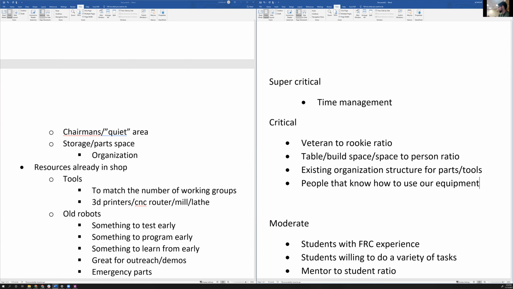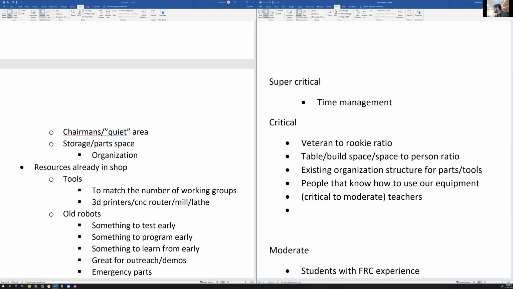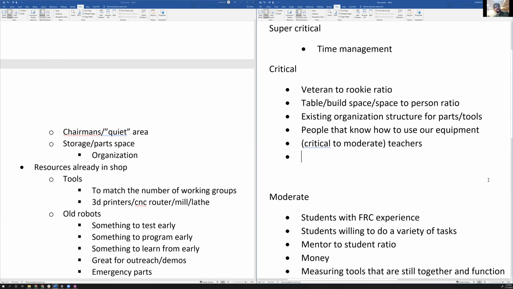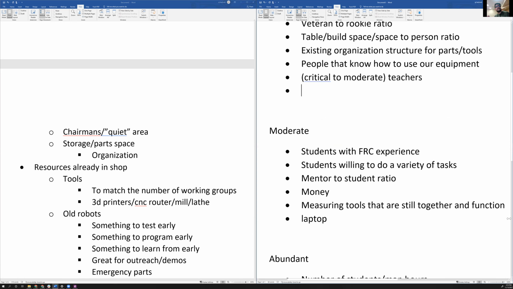Okay, Julia. Yes. I'm sorry, can you repeat that last thing? Yes, and so I guess I can pull that out specifically. Would you say critical or moderate for that? So do you think this year moderate? Do you think that falls under students with FRC experience? Okay, Sam? Yes.